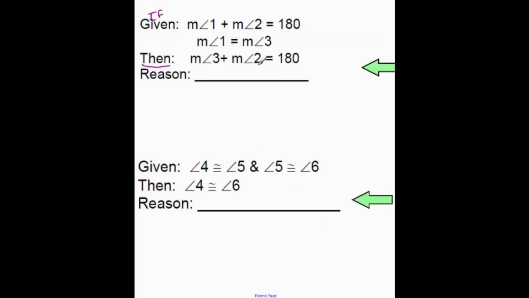Measure of angle 3 plus measure of angle 2 is 180. Well, what reason did we use for that? Think about what we did. This right here tells us that if these are equal, we can substitute measure of angle 3 in for angle 1. And that's exactly what we did. We did the substitution property of equality. This requires a lot of thinking. This is why geometry is such a beautiful course. It makes us think so differently at times. Let's take a look at the next example.